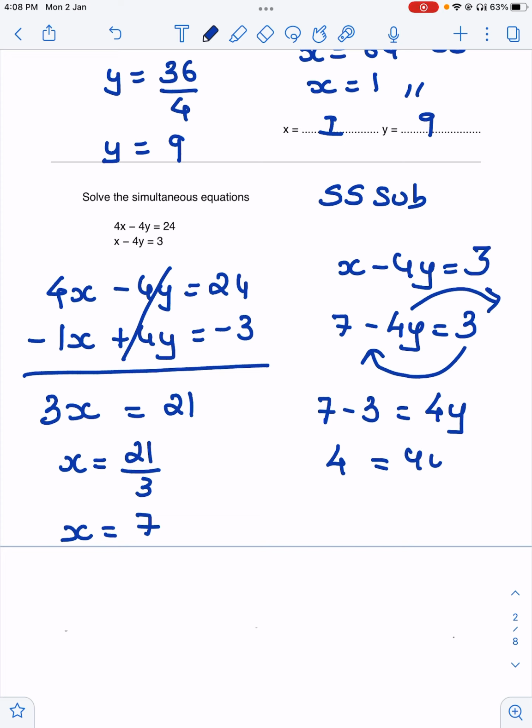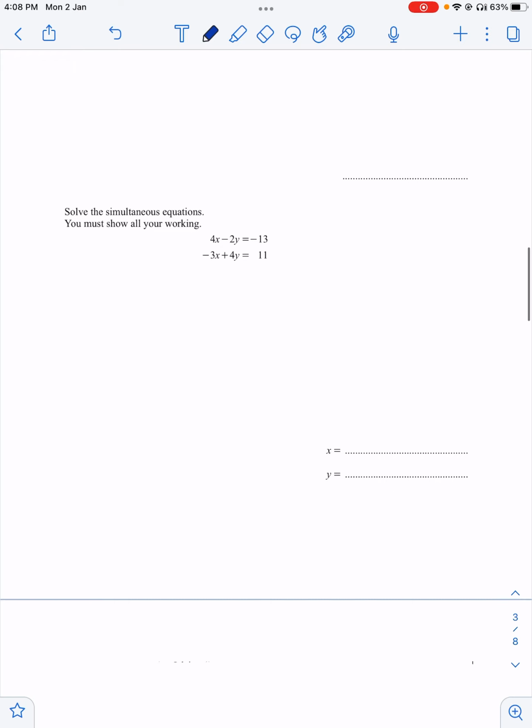4 is equal to 4y. Y is equal to 4 upon 4. Y is equal to 1. Understood? My dear students, let us come to the next example.